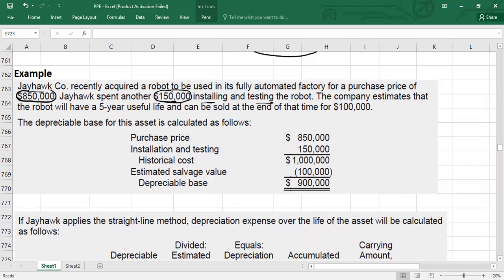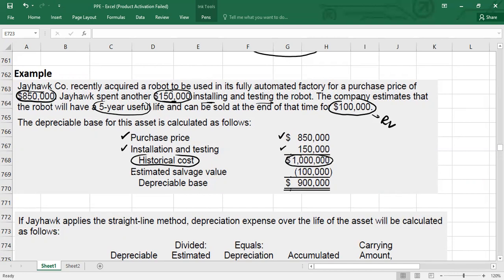The company estimates that the robot will have 5 years of useful life and can be sold at the end of that time for 100,000. This is your residual value. So first of all, we need to calculate the historical cost, which is equal to the purchase price of 850,000 plus the installation and testing cost of 150,000. So your historical cost is equal to 1 million.